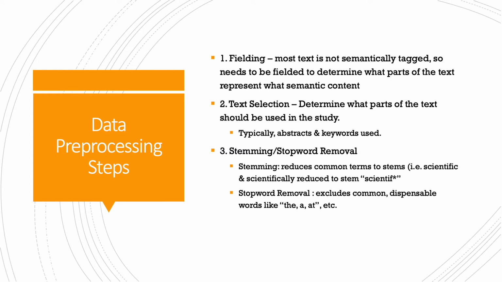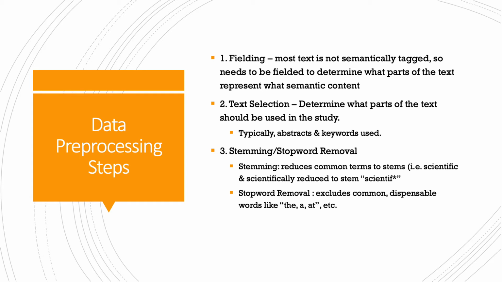So fielding: most text is not semantically tagged in its metadata, so it needs to be fielded to determine what parts of the text represent what semantic content. In text selection, one needs to determine what parts of the text should be used in the study. Typically, abstracts and keywords are used. It is less likely to process a whole full text just because it's more cumbersome. Keywords are going to be the most obvious choice if processing the subjects of the text.